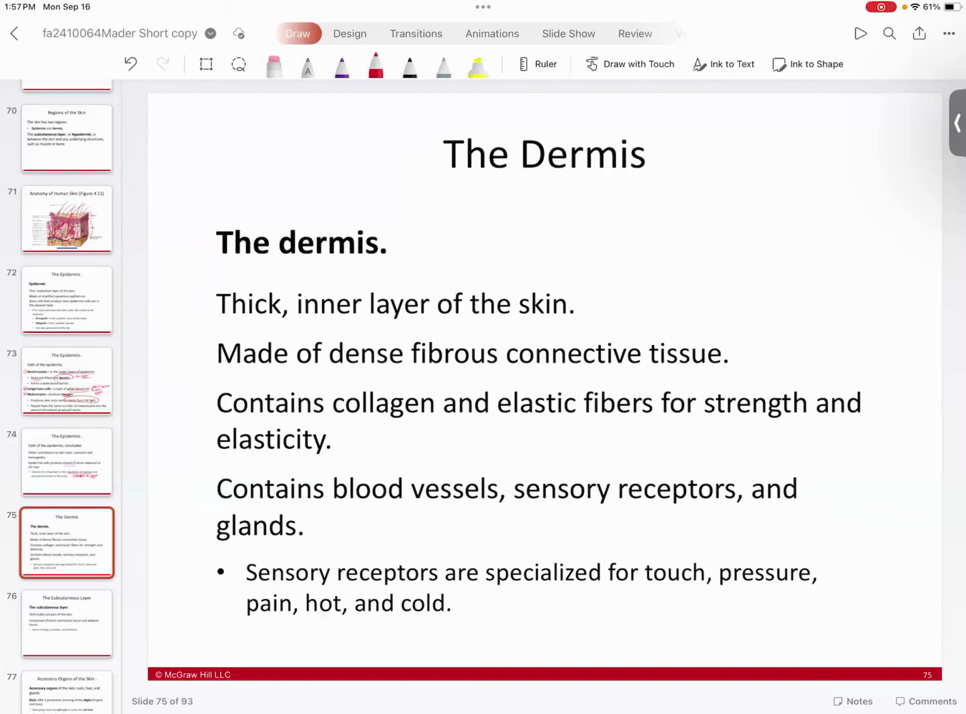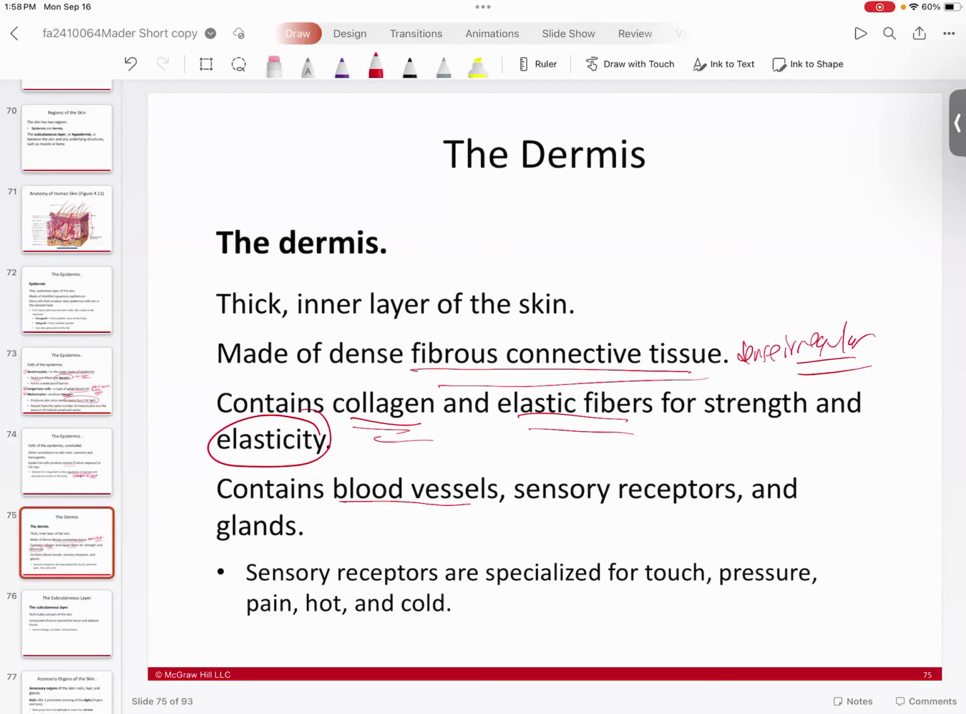Now let's get to the good stuff, the dermis, right? This is where the magic is happening. This is where you have that thick connective tissue underneath the epidermis. So it's all fibrous connective tissue, dense irregular typically. There's lots of collagen in it, lots of elastin in it. There's a lot of strength and elasticity in your skin, so it's able to distort and regain its shape, recoil.